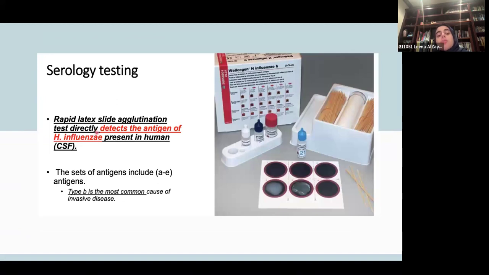Another thing you can do is rapid latex slide agglutination test. So basically, you just detect the antigen of H influenzae present in the human. This is an easier test, a quicker test. And the set of antigens include from A till F, but the most common type of antigen for H influenzae is type B, the most common cause of invasive disease.